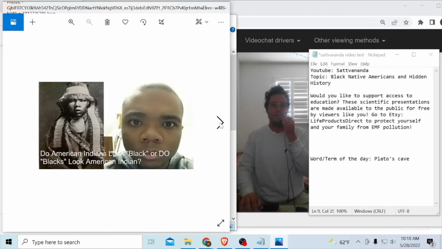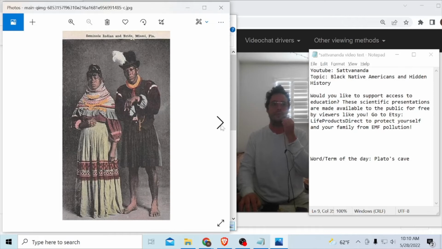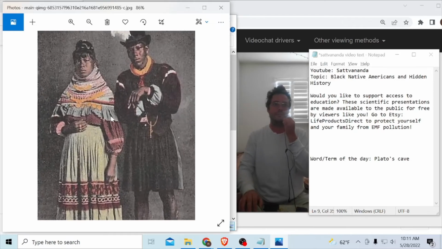But of course, it's a very deep topic with a lot of information, and the phenotypes are pretty much the genetic expression. That's what we're using primarily to compare and contrast with some of the archaeological evidence left to us by the Olmec civilization in South America and Mesoamerica. Here's another one, Seminole Indian, Miami, Florida.